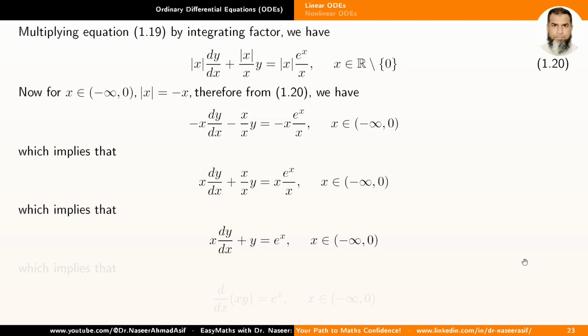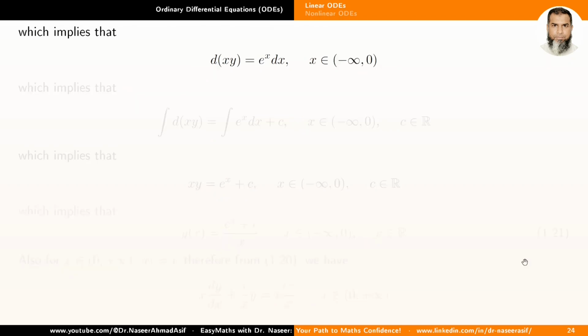So we have x dy/dx plus y equals exponential x, where x belongs to the open interval minus infinity to 0. Well, this can be expressed as d/dx of xy equals exponential x, where x belongs to the open interval minus infinity to 0. So we have d of xy equals exponential x dx, where x belongs to the open interval minus infinity to 0. Taking the integral, we have the integral of d of xy equals the integral of exponential x dx plus c, where x belongs to the open interval minus infinity to 0 and c is the arbitrary constant.